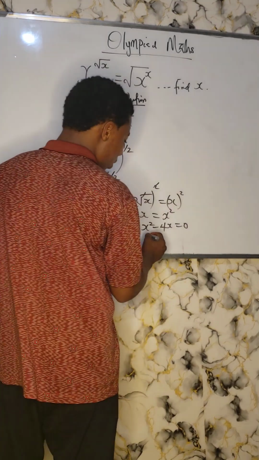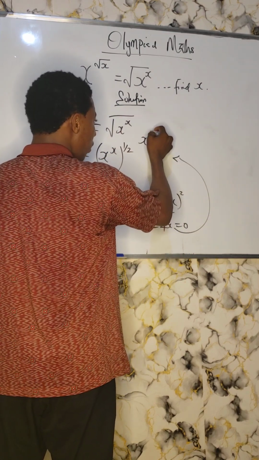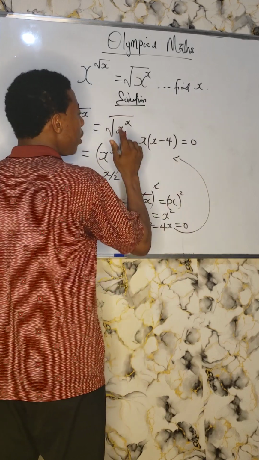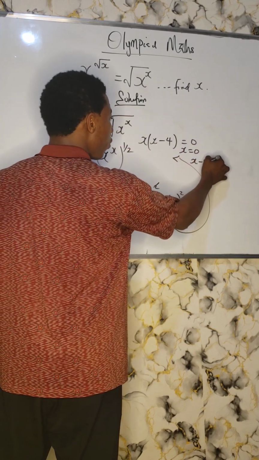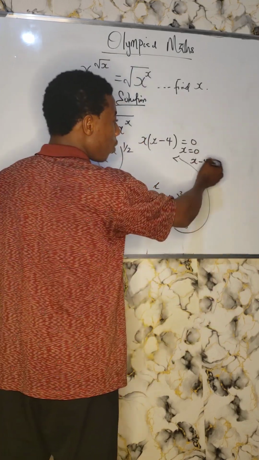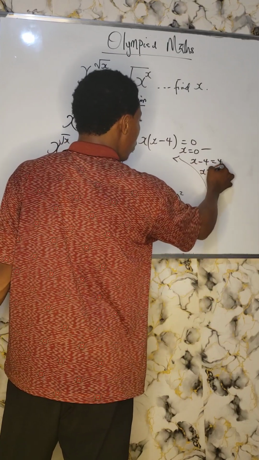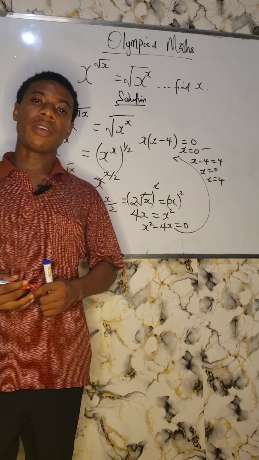x is common, right? So we now have x into x minus 4 equals 0. This simply implies that x equals 0, and x minus 4 equals 0. Sorry, this x minus 4, when it crosses to this side, is going to turn to plus 4. So that simply means the possible solutions are x equals 0 and x equals 4. Wow, that's very, very great and interesting.